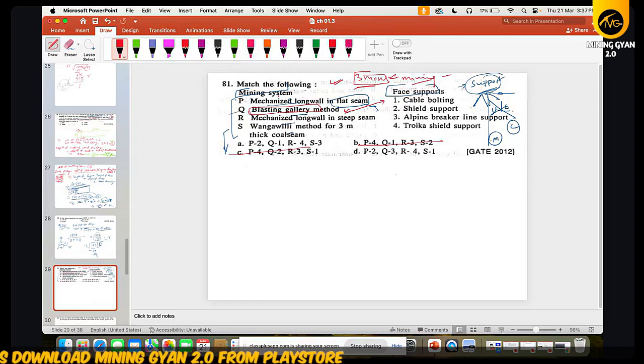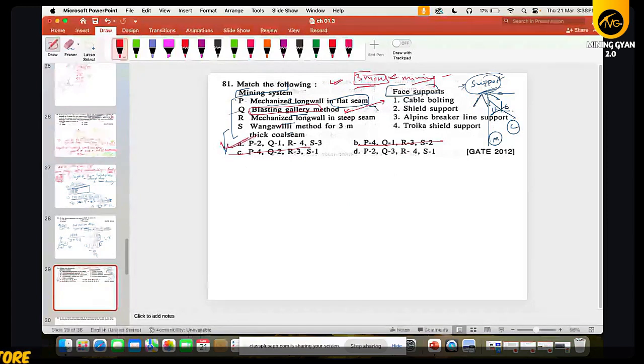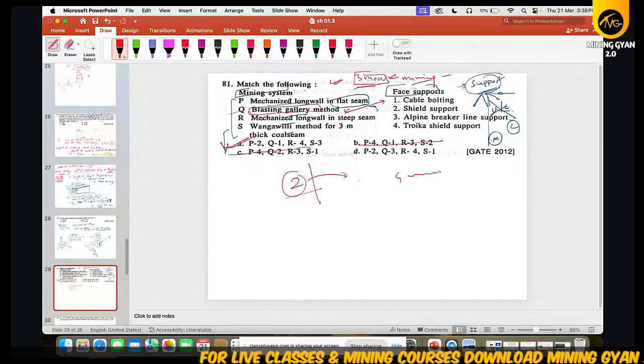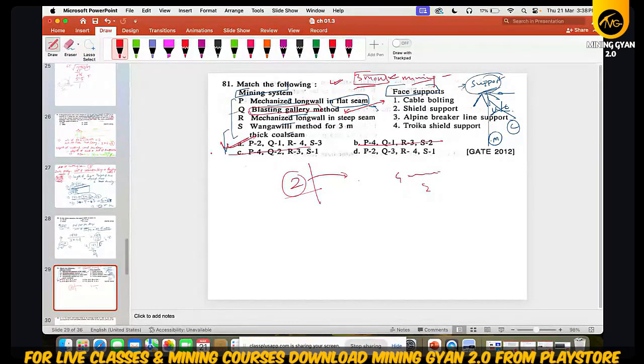So mechanized longwall has shield support, and blasting gallery method has cable bolting. So it will be our answer. If you know only 2 options in the GATE examination, try to analyze the other options and remember them, because GATE or any examination repeats that question in another form. So if you revise properly, it will be beneficial for you.